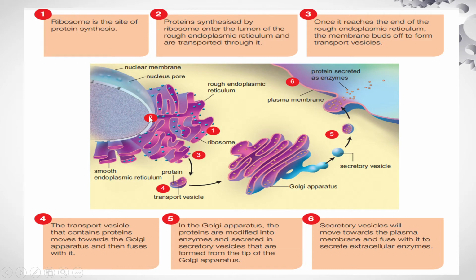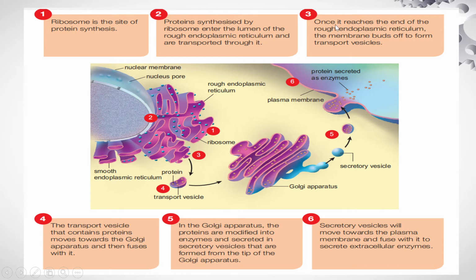So number two, what happened is that this protein synthesized by the ribosome will end up entering the lumen of the rough ER. And you know that this ribosome is on the rough ER, right? So that's why it is called rough. So after being produced, it will enter into the lumen of the rough endoplasmic reticulum, and this is how it is being transported through it.